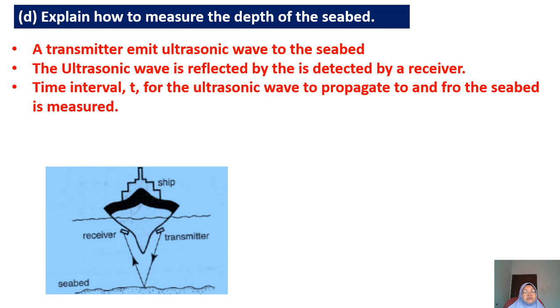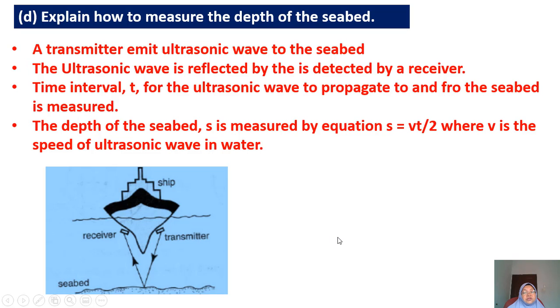The time interval t for the ultrasonic wave to propagate to and fro from the seabed is measured. The depth of the seabed S is calculated by the equation S equals vt over 2, where v is the speed of ultrasonic wave in water. What we measure is the time from the transmitter to the seabed and back to the receiver. But in order to find the distance, we need only the time from the transmitter to the seabed. That's why we have to divide by 2.